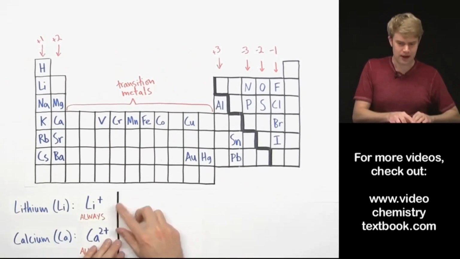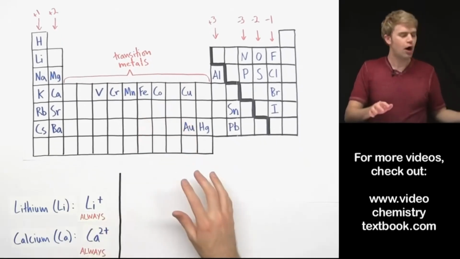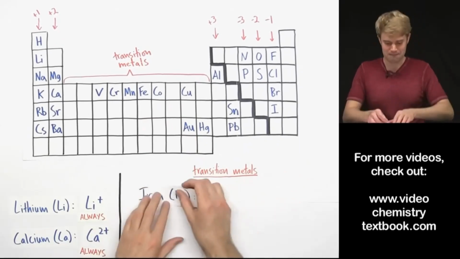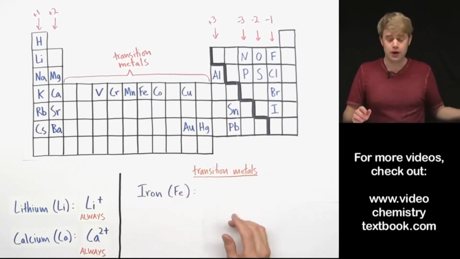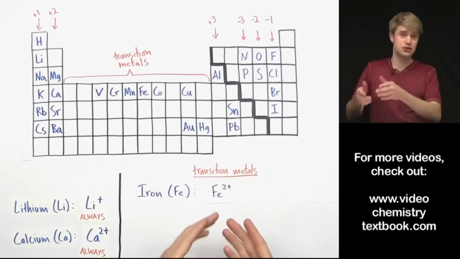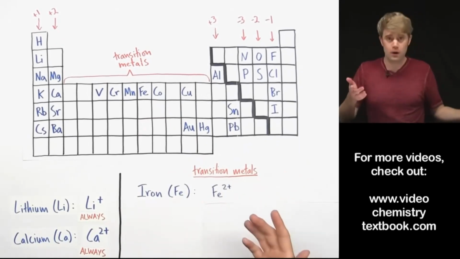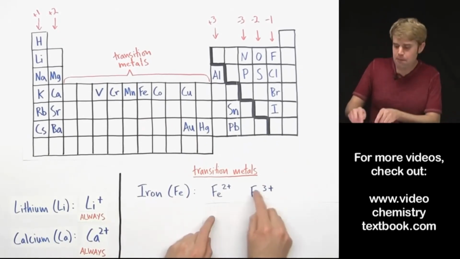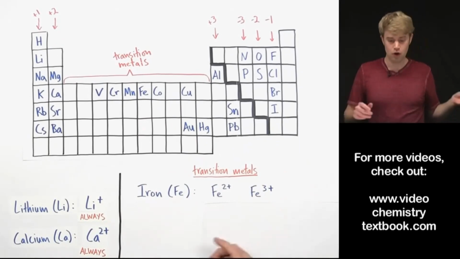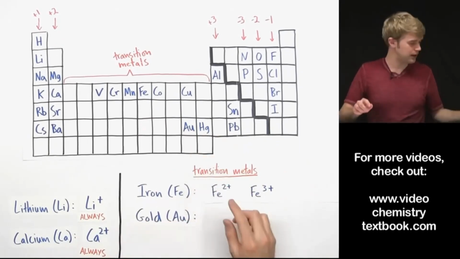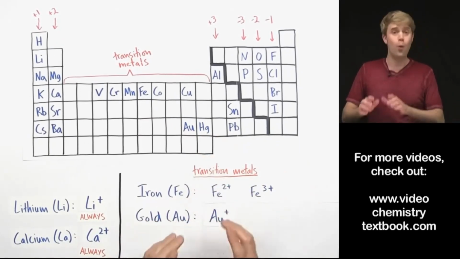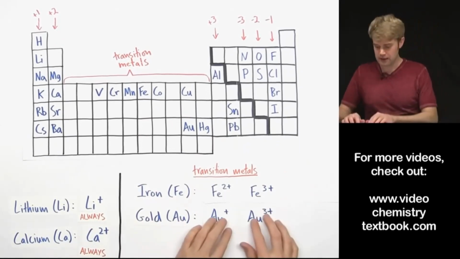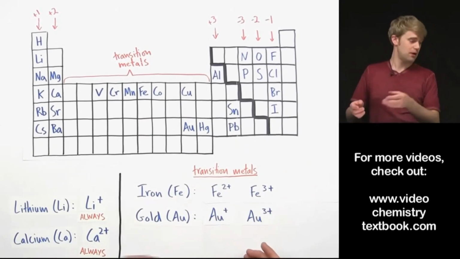Now, on the other hand, transition metals are a little bit more loosey-goosey about things. Iron, Fe for example. Iron can make an ion that's 2+, but it can also make an ion that has a 3+ charge. So it's able to make both these types of ions. Gold, which is another transition metal right here, can make Au1+ with a 1+ charge, or it can make a type of ion that's Au3+.